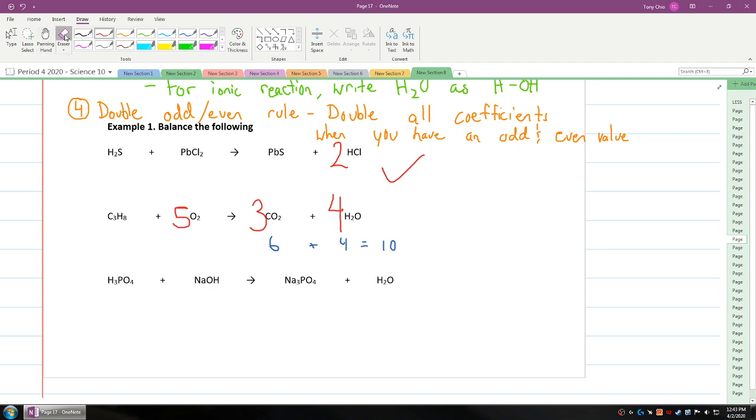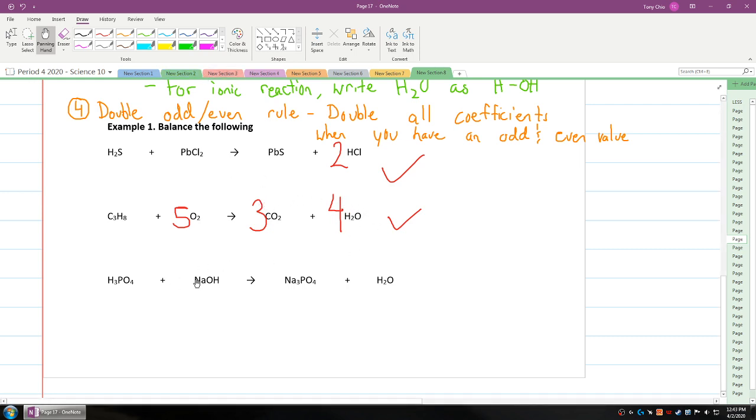So as you see, if I erase these 2 in the bottom, this is the balanced version of this reaction. That means what's actually occurring is you're going to have 1 molecule of what we call propane right here. Reacts with 5 molecules of oxygen, gives you 3 molecules of carbon dioxide and 4 molecules of water.